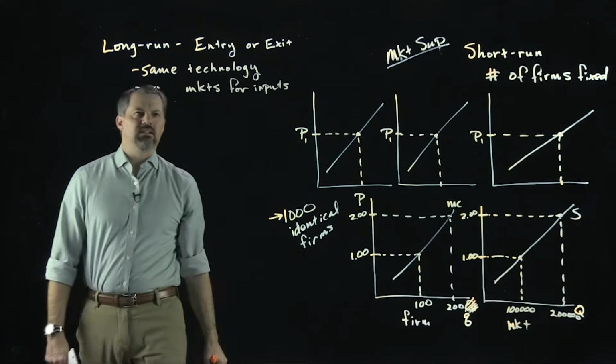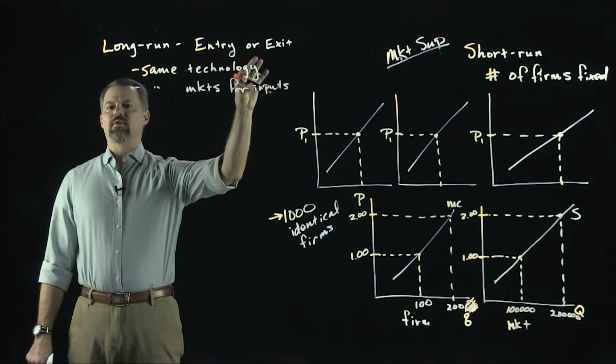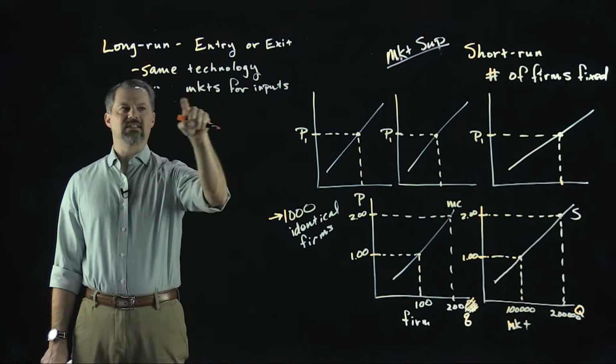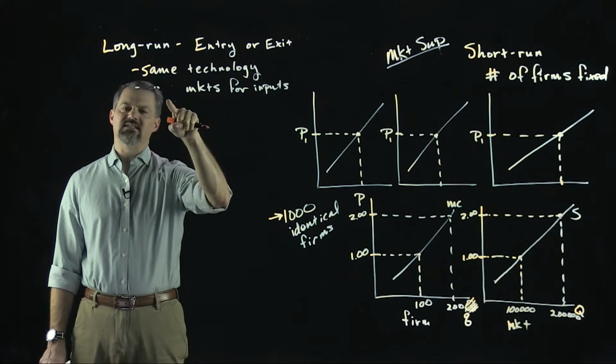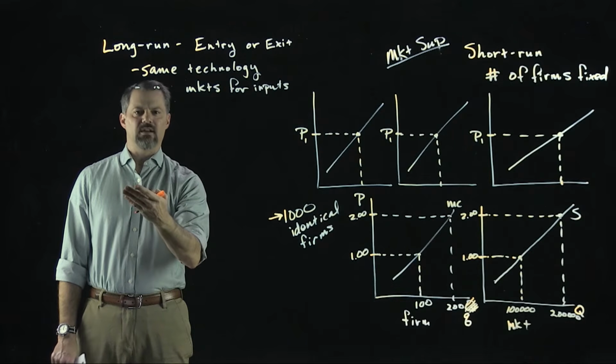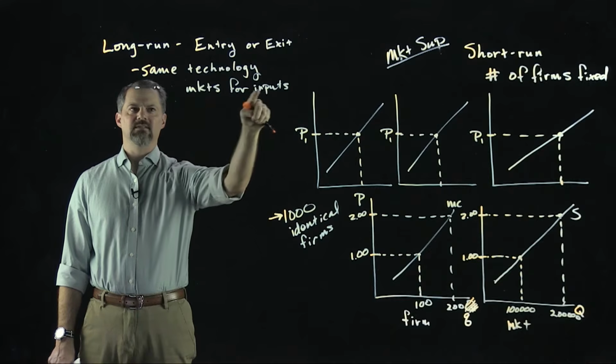Now here's what that means. This means that the cost curves for the firms are all going to be identical. If they have access to the same technology and the same markets for inputs, then this means that no firm has a cheaper source of inputs than any of the other firms. Okay, so they're all going to be paying the same prices for inputs.